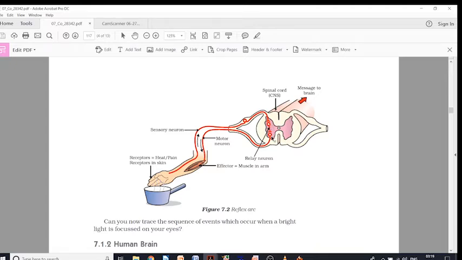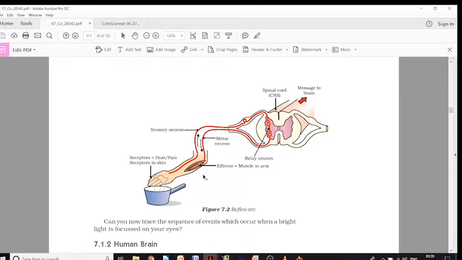As soon as the relay neuron gets the signal from the sensory neuron, it passes the signal to the motor neuron, and the motor neuron then immediately tells the muscle cells to remove your hand. This is happening so fast that we immediately remove our hands. Just imagine how fast this thing is happening.